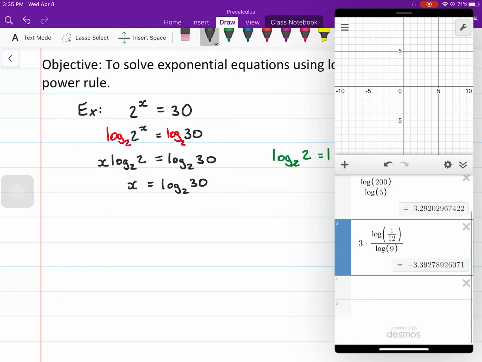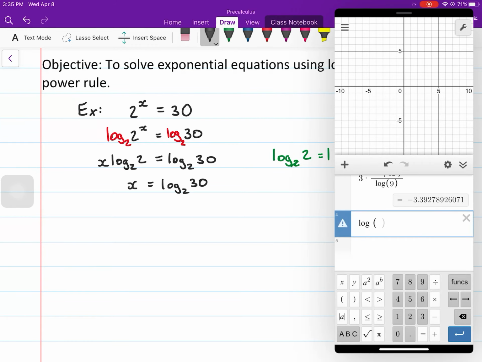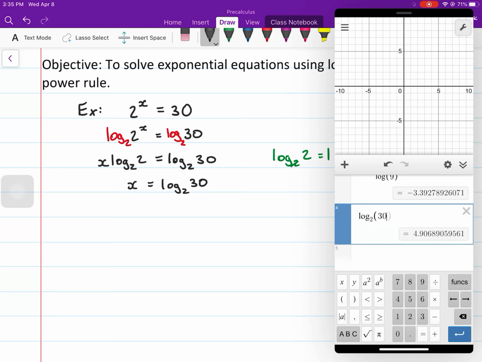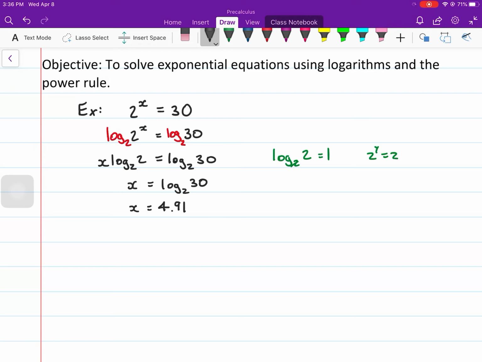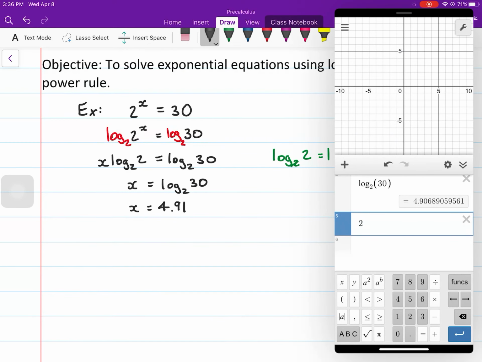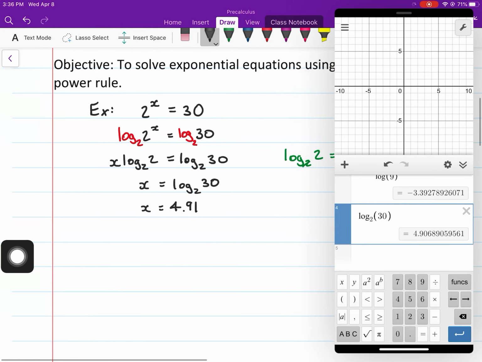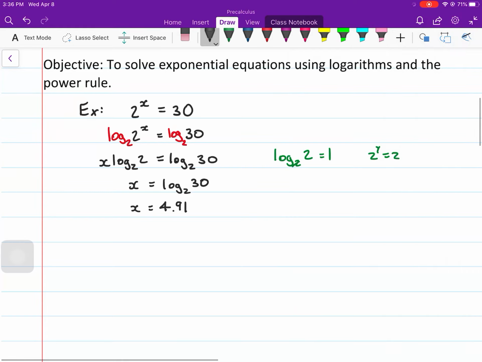And then you put that in your calculator. Use your change of base formula, or just pick this one, log base 2 of 30, and you'll get 4.91 on this one. And that's how we would use the change of base formula to come up with the answer to the exponential. So check it out. If I put 2 to the 4.91 power, it ends up with more or less 30. Pretty close to it. And so that's how we could use logarithms to solve our exponential equations for us.